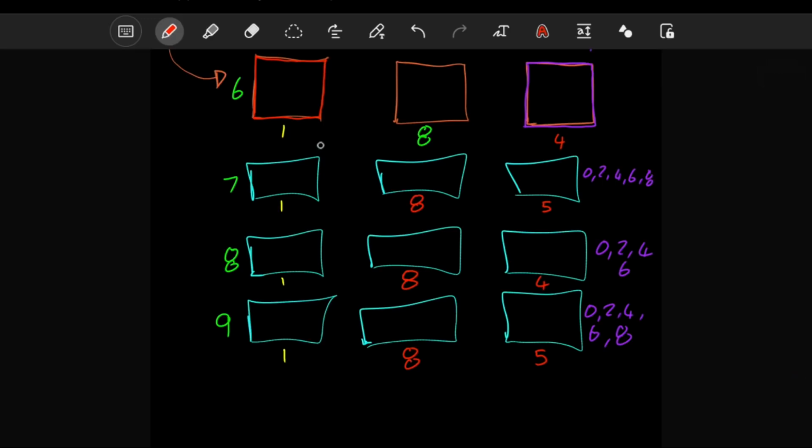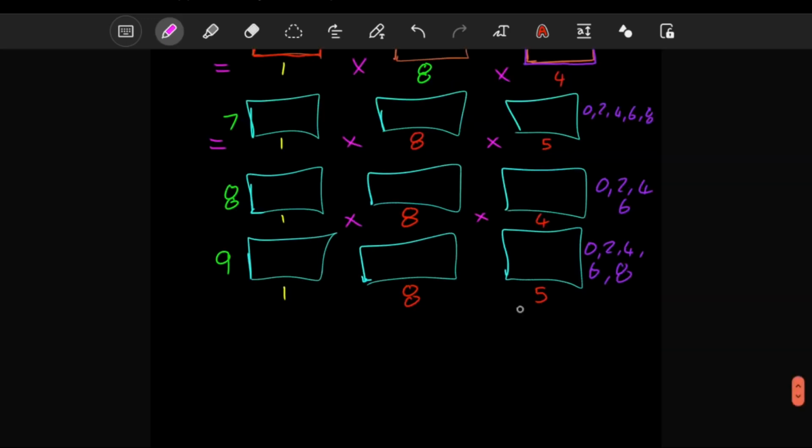So obviously with each of these here, these are all your different scenarios. Scenario number 1, where numbers start with a 6. Scenario number 2, where they start with a 7. Here where they start with an 8, and then here where they start with a 9. So the total number of options there is just 1 times 8 times 4, and then here 1 times 8 times 5, and then here 1 times 8 times 4, and then here 1 times 8 times 5.